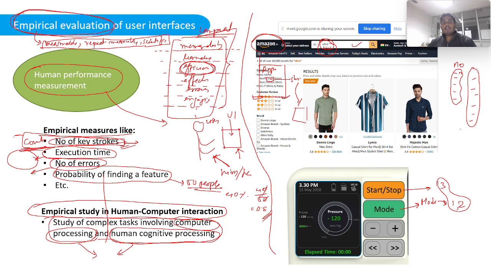There are different techniques which you will be taught in subsequent lectures. You will come across various techniques which will be used for measuring these initial qualitative components of usability. So here, by using keystrokes and execution time, we are capturing information on the efficiency of the interface. Clear?